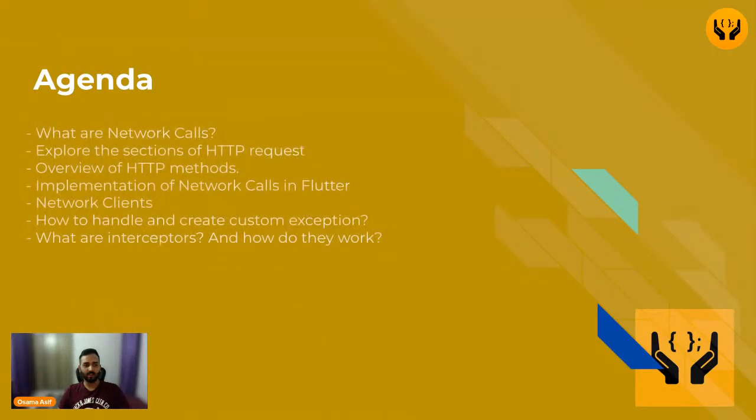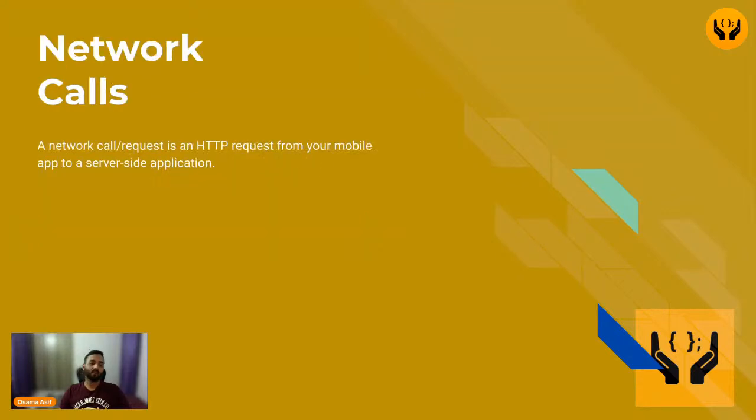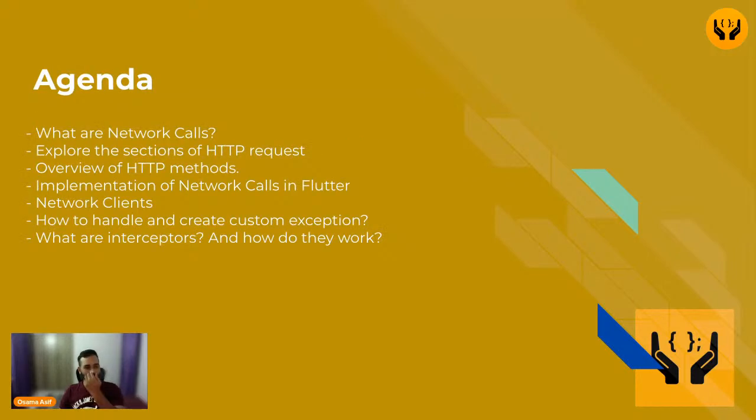So today's agenda: we are going to discover what network calls are, and we will see the different sections of the HTTP request, and also take a little look at the HTTP methods. We will see how to implement network calls in Flutter, and after that the network clients, and how to handle and create custom exceptions. Along with that we will see what interceptors are and how they work. So let's start with the network calls.